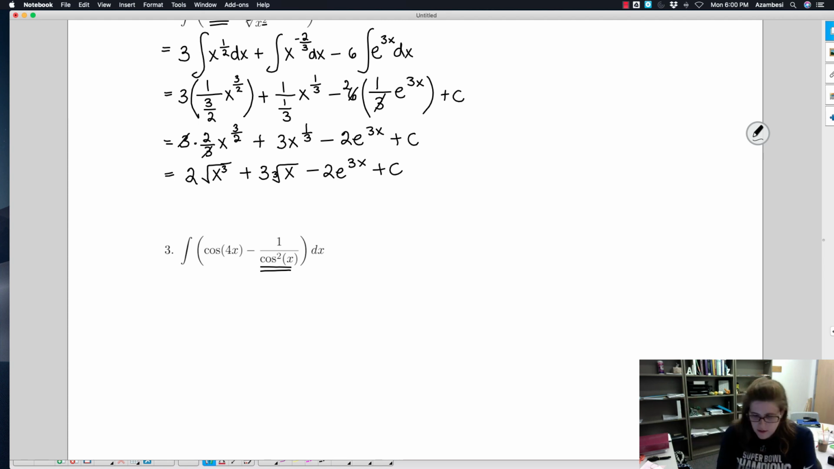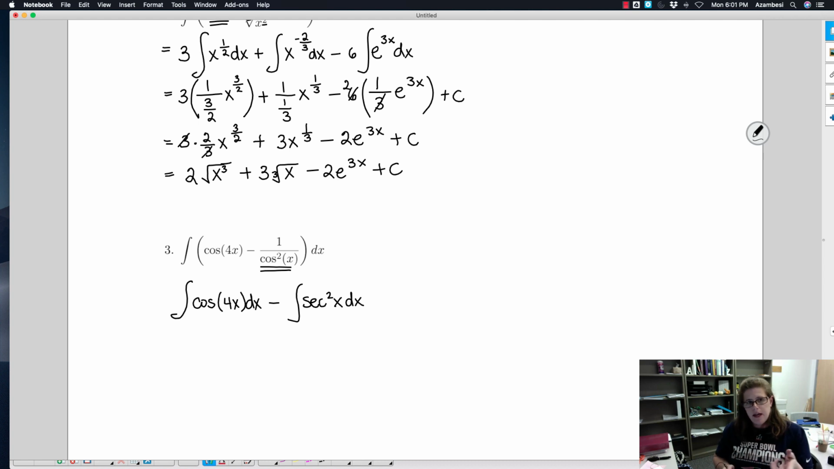So here I have the antiderivative of cosine of 4x dx and minus the antiderivative of secant squared x dx. All right, so now I'm thinking in my head, what trig function has a derivative of cosine? So trig functions are a little bit harder to think about than their algebraic counterparts. So every time I take an antiderivative that has to do with a trig function, that's what I'm thinking in my head. What trig function has a derivative of that?